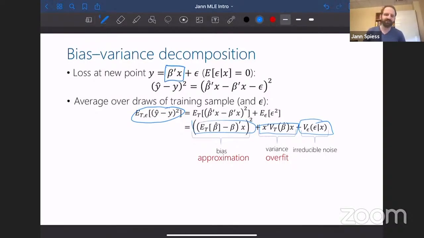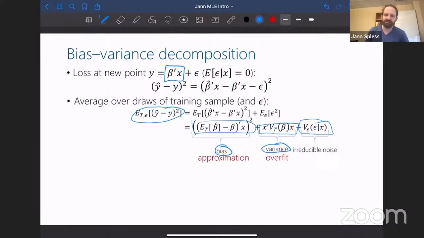Now, what does bias here mean? Bias means how good I am in predicting beta on average. So on average, do I get to the right beta? Variance here means, sample to sample, how much variation is there from one beta hat to the other? And so the classical way that this is framed is as a trade-off between bias on the one hand and variance. For machine learning more generally, I like to think of this as an approximation versus overfit trade-off.